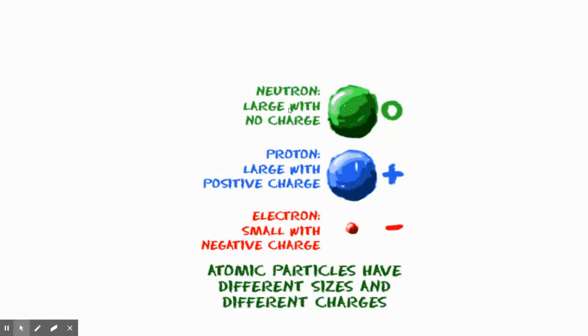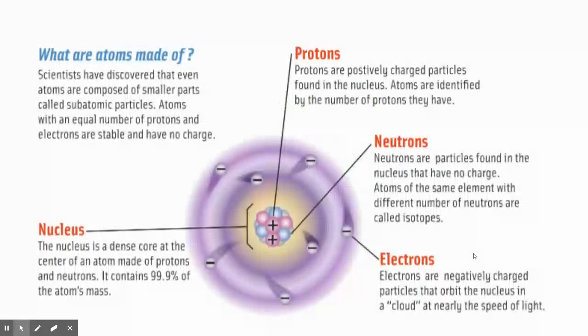The neutrons have no charge. They're fairly large. They're in the nucleus, in the middle of the atom. Protons are also in the middle of the atom, and they're fairly large, but protons are positive. P proton, P positive. Electrons are very small, and they have a negative charge, and they're on the outer part of the atom. These are the three major parts of an atom.